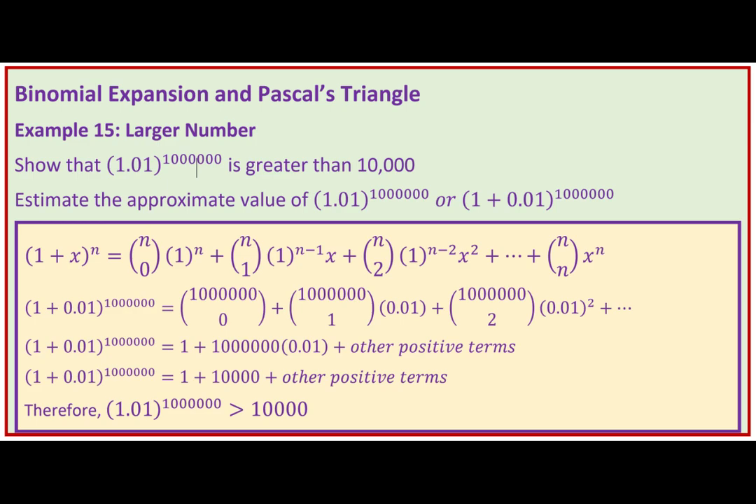Here is a very important example for you to try. Show that 1.01 to the power of 1 million is greater than 10,000. That's a very interesting question, which can be solved using what we have learned today. The solution is provided. I would like you to understand the solution and appreciate how we could apply the knowledge learned today.